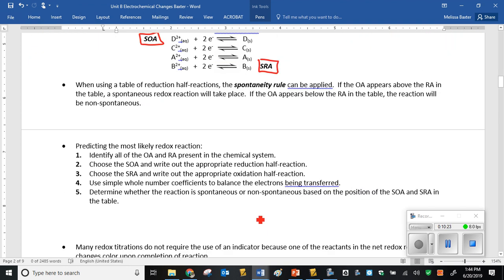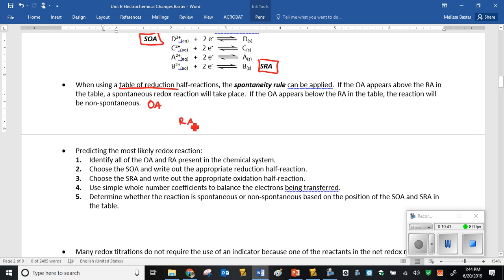Now that we know about this, if we have the table of reduction half reactions, either in the context of a question, because sometimes they'll give you a table of 3 or 4 reactions as part of the question, or maybe it's in your data booklet, you want to remember the spontaneity rule. If the oxidizing agent is higher than the reducing agent, it's spontaneous, and if those are reversed, it's not spontaneous. That's how you can help determine what's going to happen in a redox reaction, which is what's in the next thing. Does anybody want to ask about that?